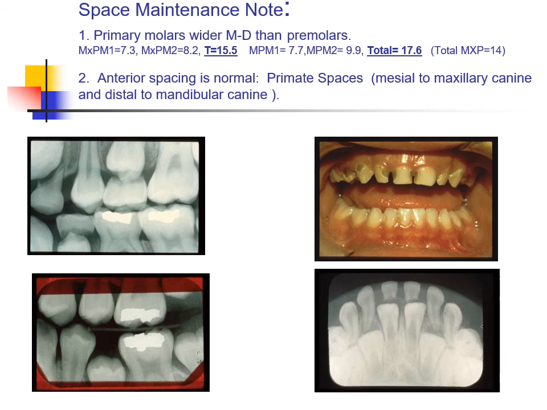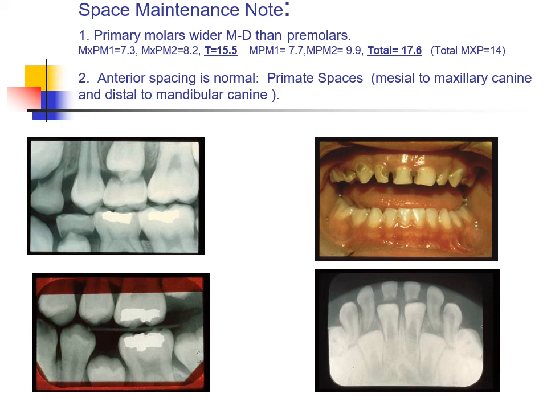To illustrate the space maintenance, we can see from these bitewing x-rays that we have our premolars erupting into the space that's held by the maxillary and mandibular first and second primary molars. But I want to point out to you that primary molars are wider than the premolars that replace them. So when the premolars come in, they gain some space for the developing jaws to let the dentition come into a proper occlusion.